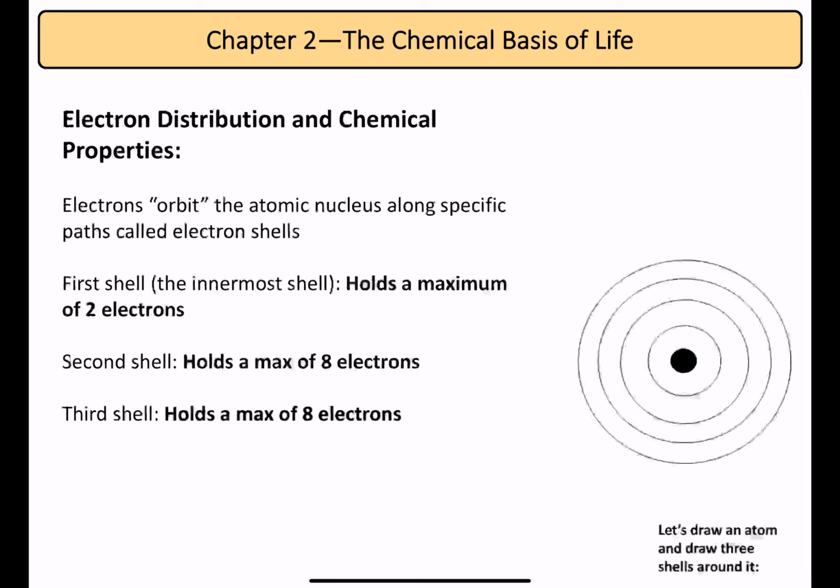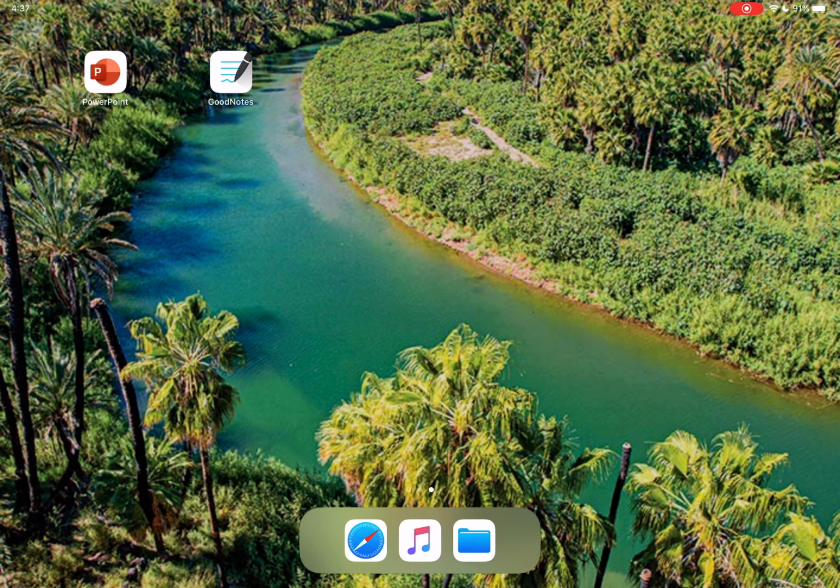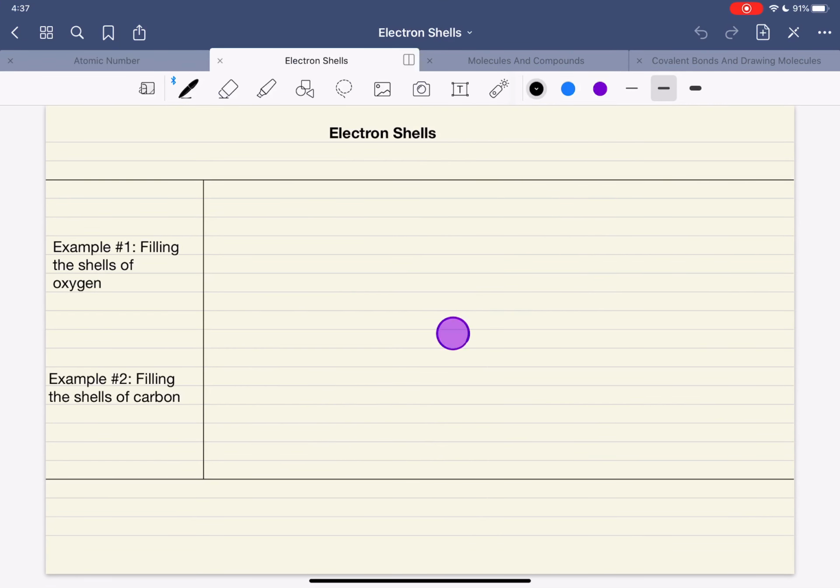So as we said earlier, electrons have a single unit of negative charge and they orbit or circle around the atomic nucleus. And they don't just orbit around the atomic nucleus randomly. They follow discrete specific paths known as shells. So I want to take you through those shells.